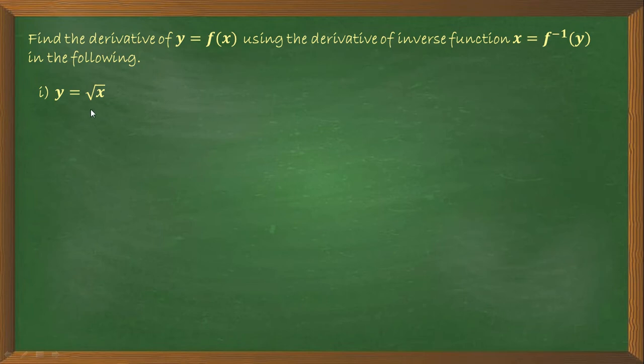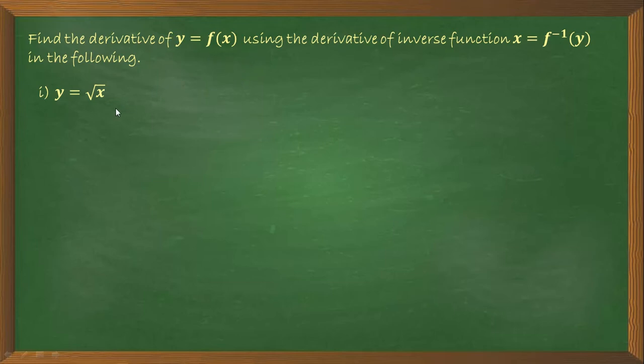This is very simple, but the question is given that using the derivative of inverse function, x is equal to f inverse y, we have to find out the derivative of the given function. Otherwise this is a very simple question, because we know the derivative of root x is 1 upon 2 root x. So the final answer is obviously 1 upon 2 root x. But how will you use the derivative of inverse function to get the derivative of this function? That is important. So that's why we have to use that relation.